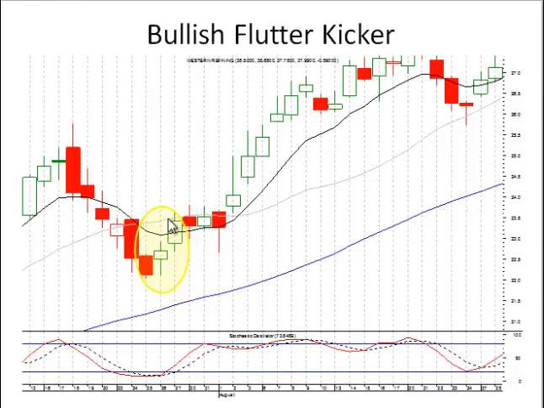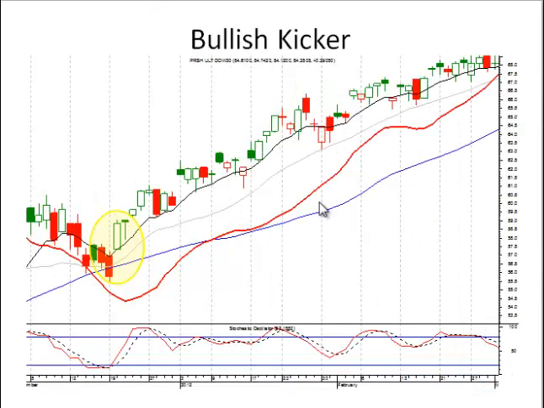The flutter kicker, just as powerful as a kicker signal, just gives you a little bit more time to get prepared for it and analyze when to get into it. It will still have the same result. The expected result that we expect from all kicker signals is a very strong price trend. And the kicker signal is even more compelling when it's bouncing off a moving average that everybody else is watching to see what it's going to do with that moving average.